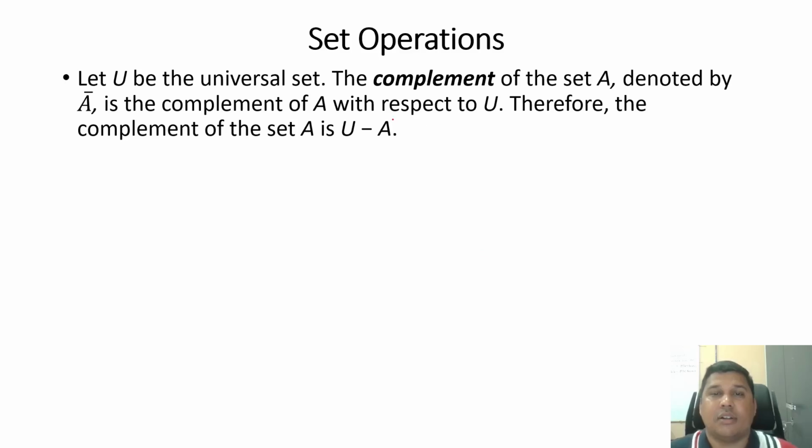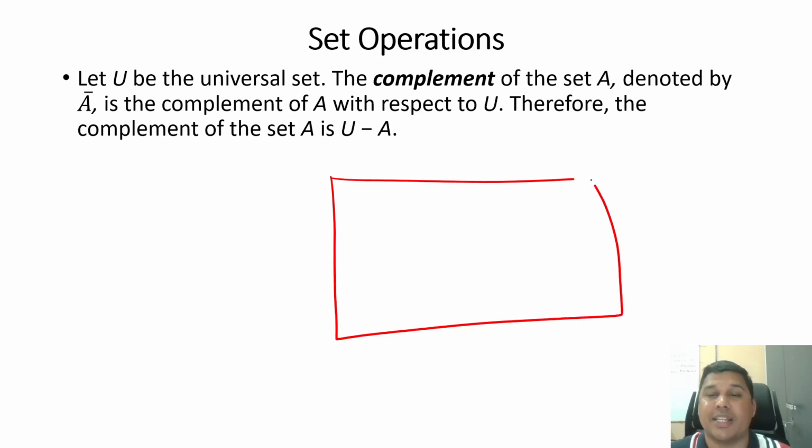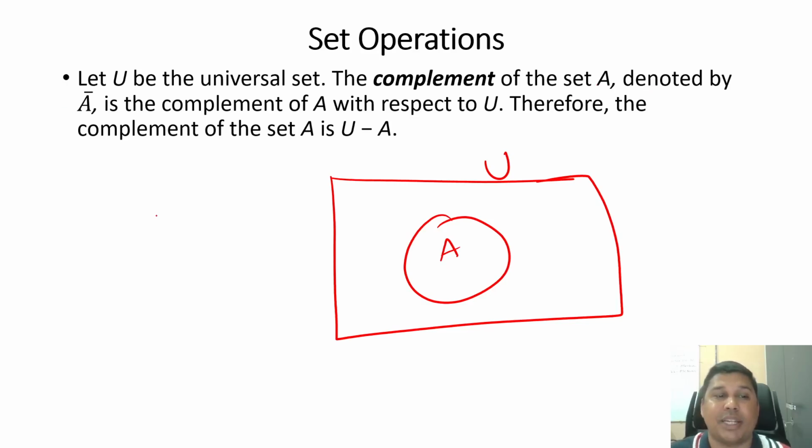Complement. In a Venn diagram, this space is called the universal set, denoted by U. Universal means all the numbers, if it is a number set. So A forms a small subset of this universal set. The complement of set A, denoted by A complement or A bar, is the complement of set A with respect to U.